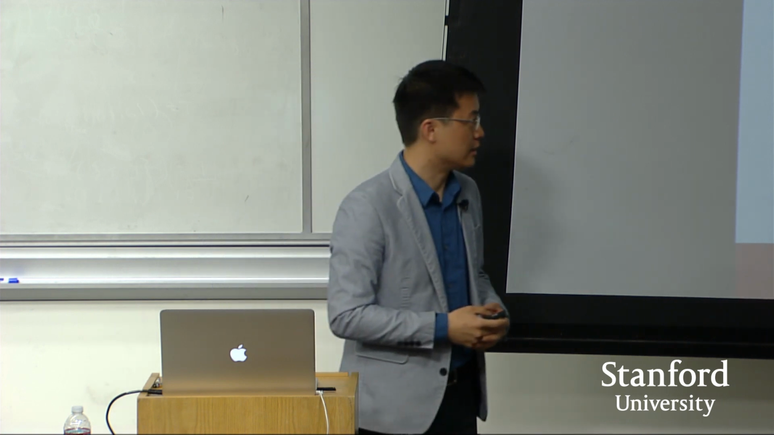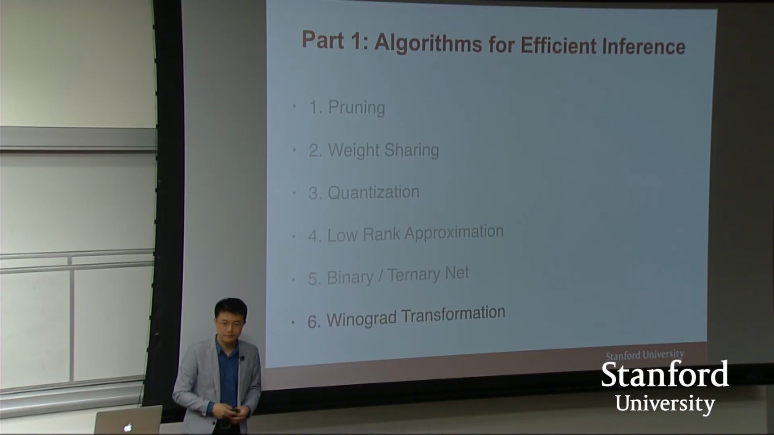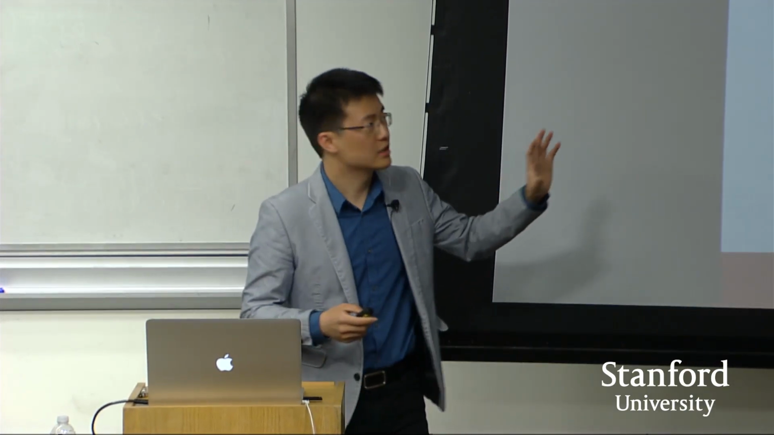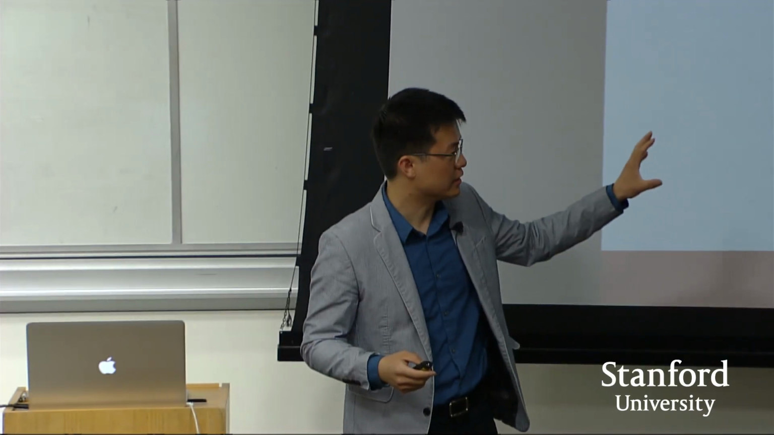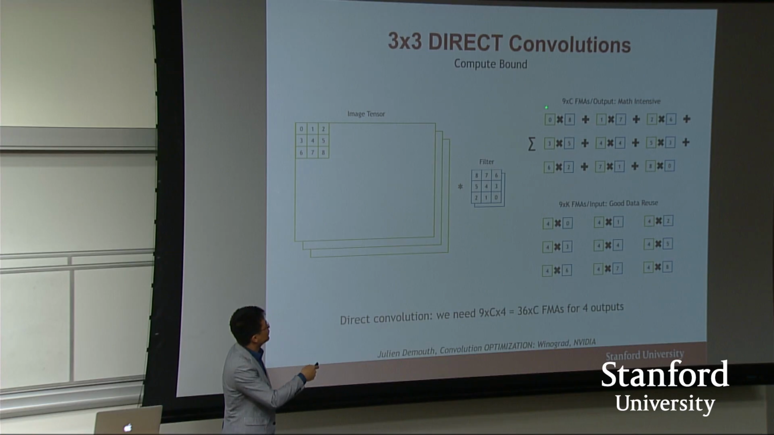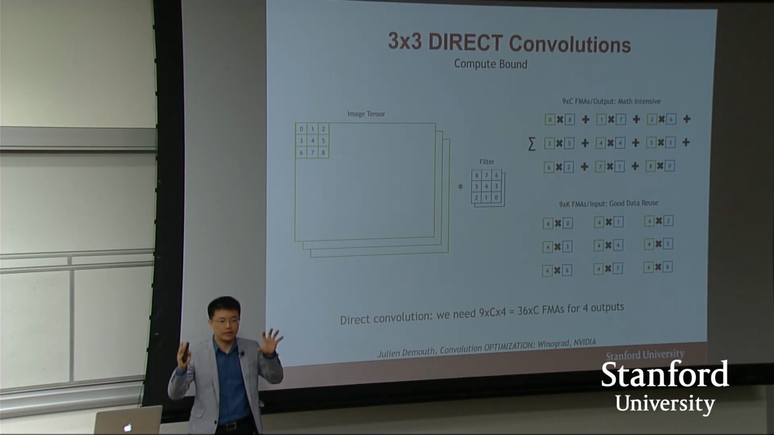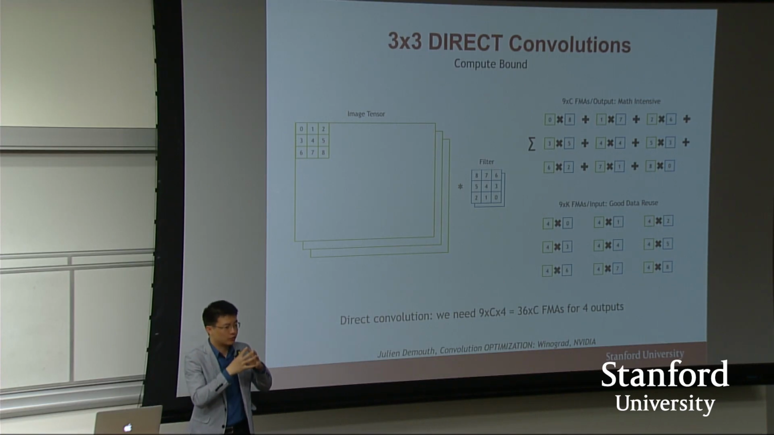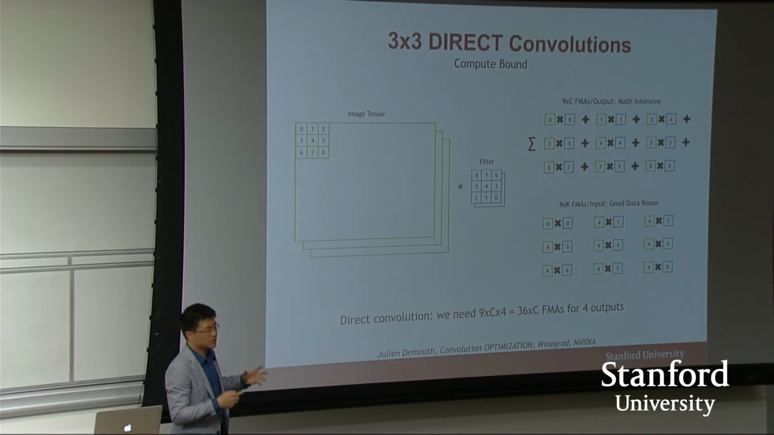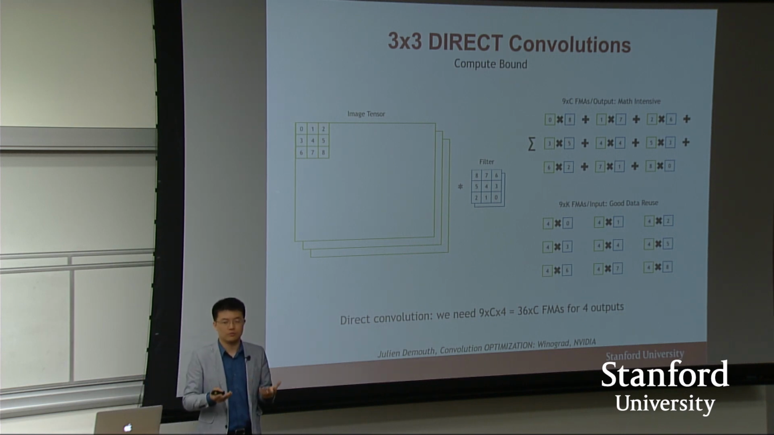Okay, last idea, Winograd transformation. So this is about how we implement deep neural nets, how we implement the convolutions. This is the conventional direct convolution implementation method. The slide credit to Julien, a friend from NVIDIA. So originally we just do a dot product for those 9 elements in the filter and 9 elements in the image, and then sum it up. So for every output, we need 9 times C multiplications and adds.